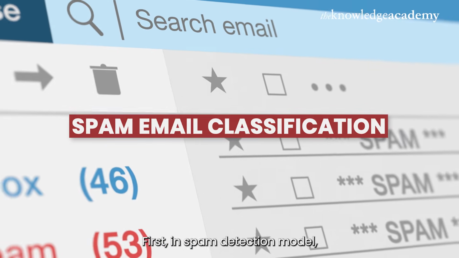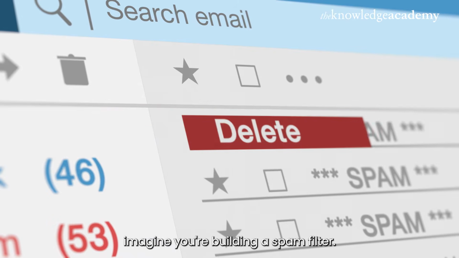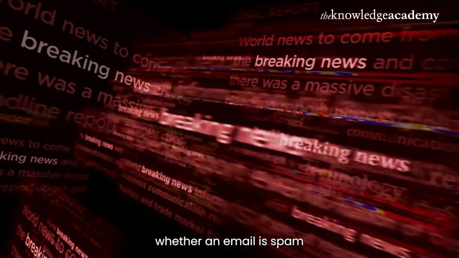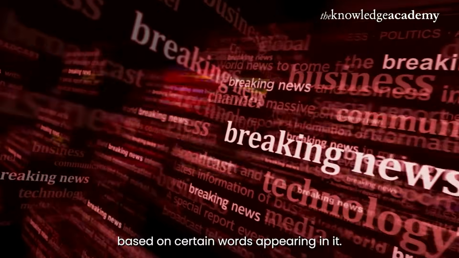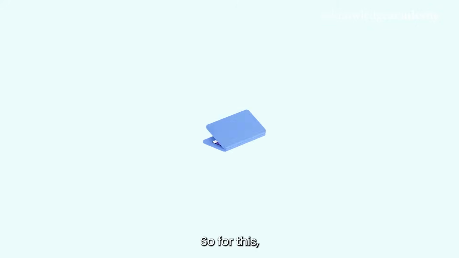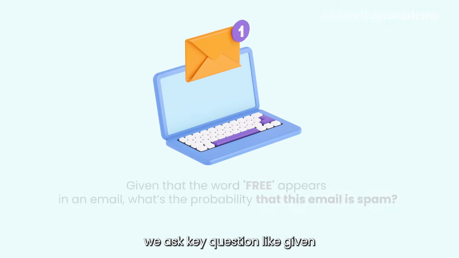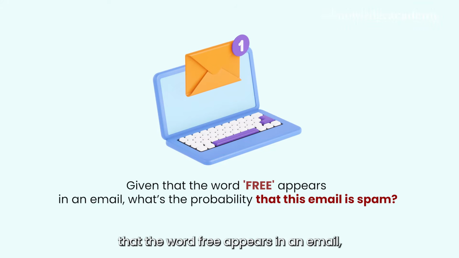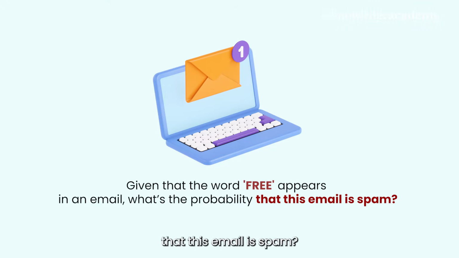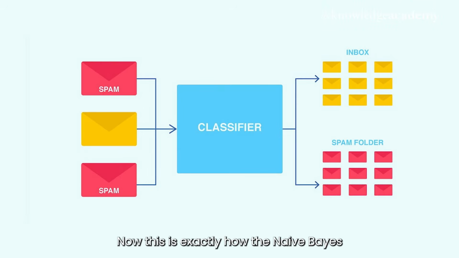First, in spam detection models, imagine you're building a spam filter. You want to predict whether an email is spam based on certain words appearing in it. So for this, we ask a key question, like, given that the word "free" appears in an email, what's the probability that this email is spam? Now, this is exactly how the Naïve Bayes algorithm works. It calculates the probability of an email being spam based on the presence of specific words.